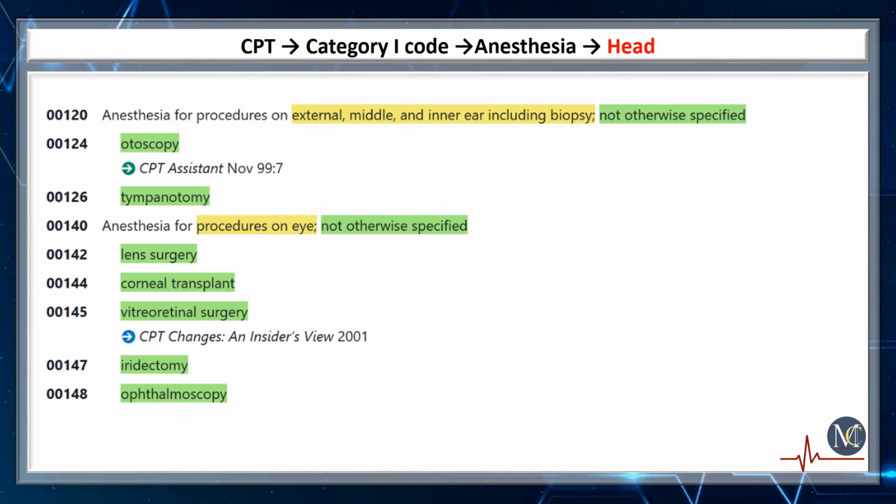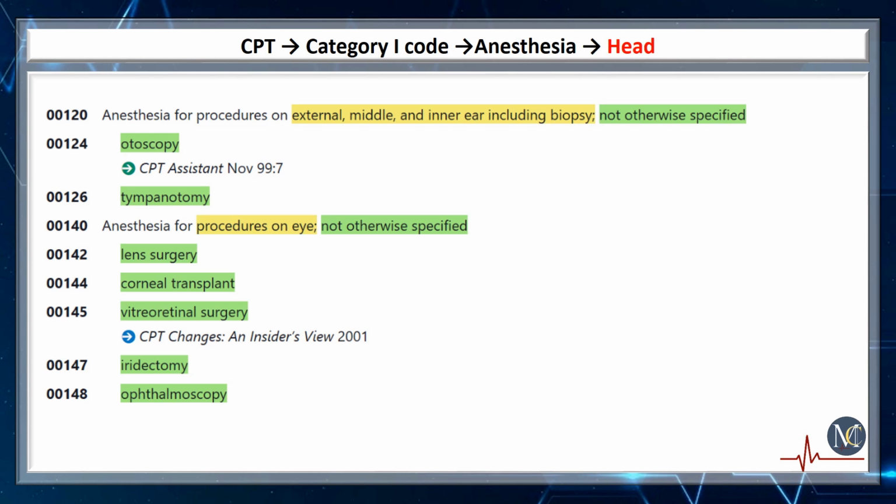Next code is 00124, otoscopy. Oto means ear. Scopy means observing using a specific tool or device. Otoscopy means the provider performs anesthesia service for looking and observing inside the ear using a specific tool or device.